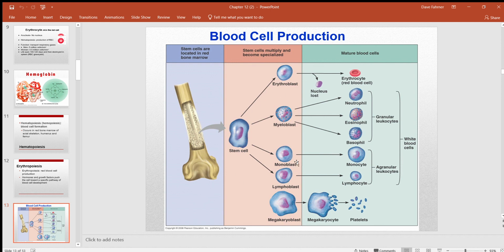Obviously, I'm not going to hold you to knowing all the different kinds of cells. I just wanted you to know that they start out as stem cells, and that's what a stem cell is. It's an undifferentiated, just a general cell, and eventually it changes and changes until it gets down to the specific kind of cell it's going to be.